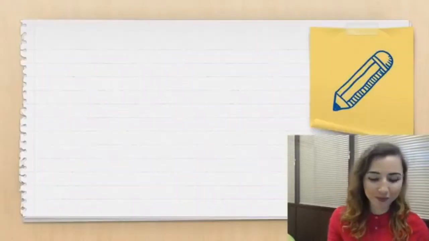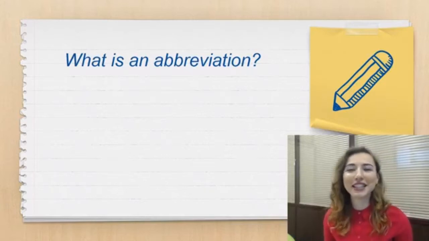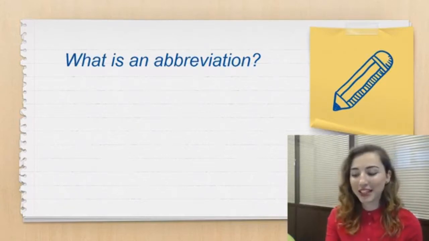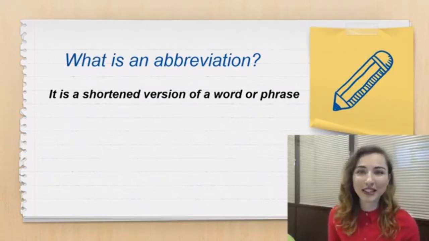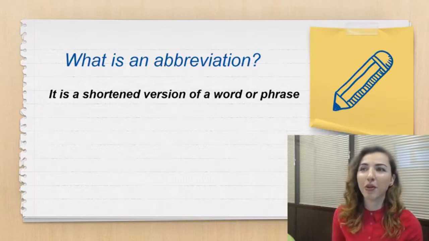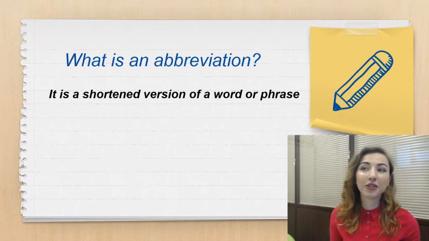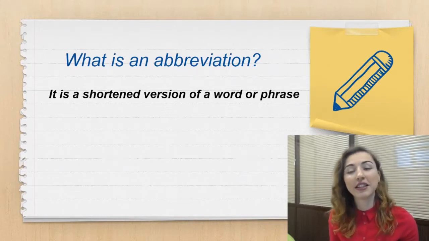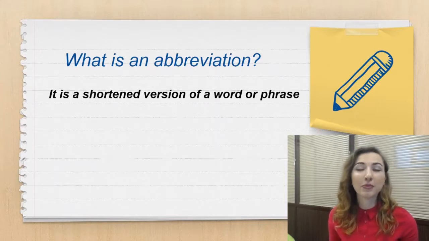Now, first question: what is an abbreviation? An abbreviation is a shortened version of a word or phrase, which I'm sure you have heard many times before, like, for example, OMG, just oh my god, or LOL, just laughing out loud. And you have definitely encountered that in chats and social networks as well as spoken language.